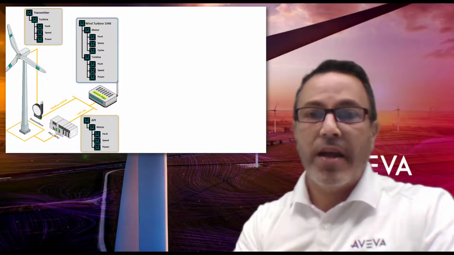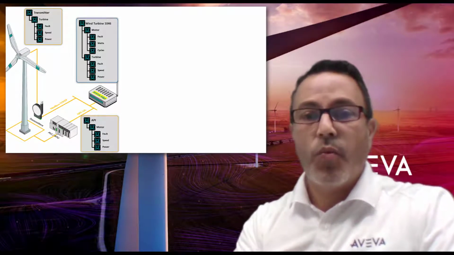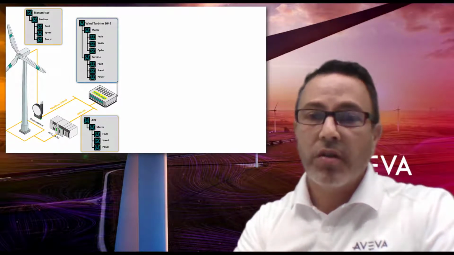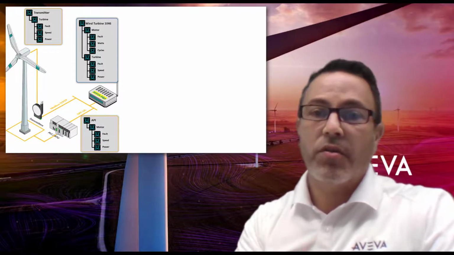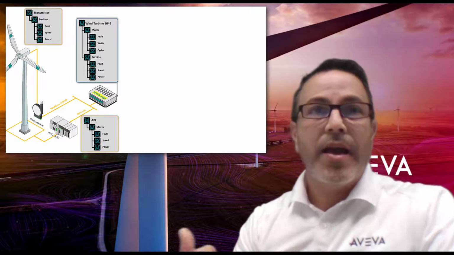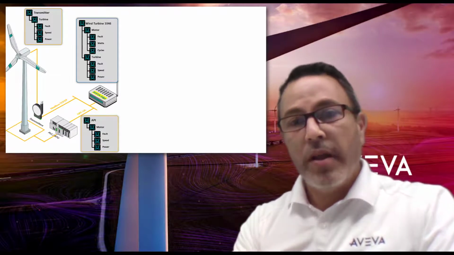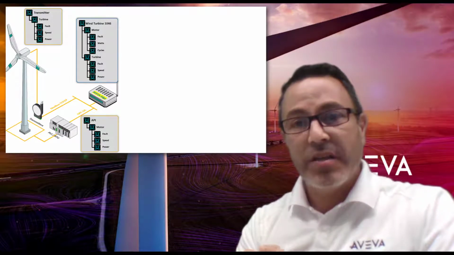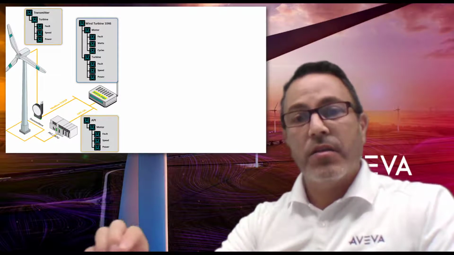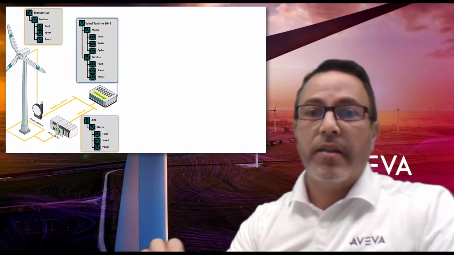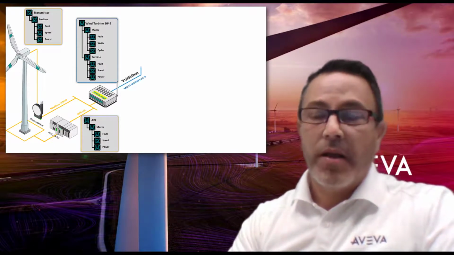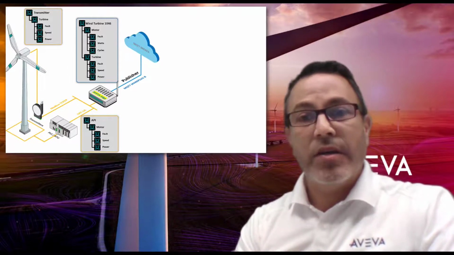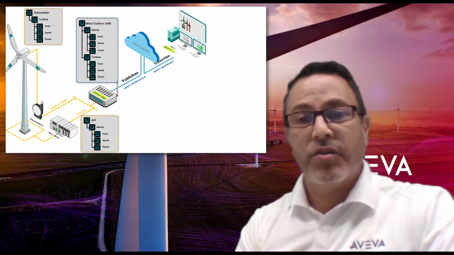So AVEVA Edge is a perfect component there, where you can configure it to talk to those local devices in their local language, for vendor X or Y, and then collect that information, package it, and send it over to the broker, and then it comes into System Platform. Now, that packaging, as it relates to the industrial specification, is important.